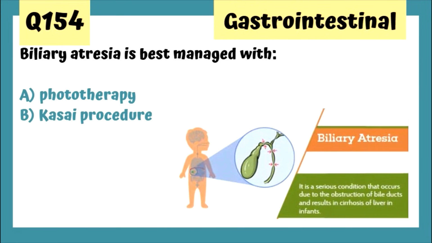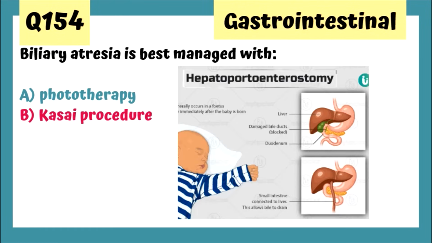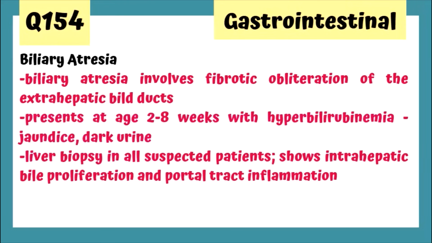Biliary atresia is best managed with Kasai procedures. Really interesting procedure. Liver biopsy in all suspected patients shows intrahepatic bile proliferation and portal tract inflammation.